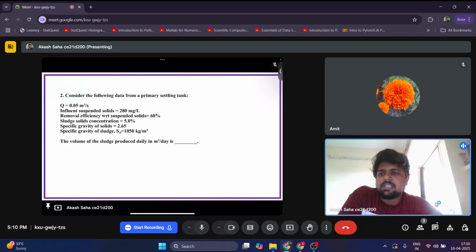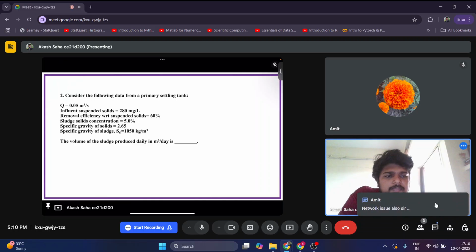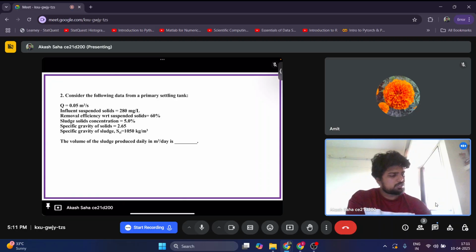Okay, so the discharge is 0.05 meter cube per second. The influent suspended solids is 280 milligram per liter. The removal efficiency is 60% and the solids concentration is 5%. The specific gravity is also given. So you have to calculate the volume of sludge that is being produced.